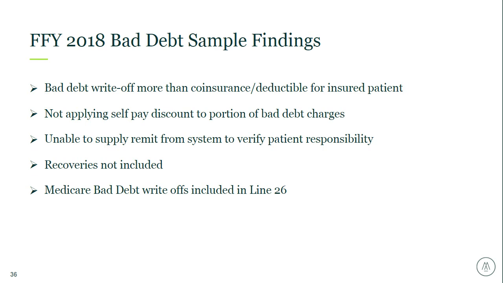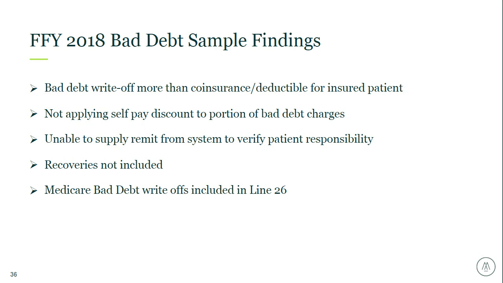Also, during the review of the sampled bad debt accounts, there were some instances where hospitals stated bad debt recoveries were included in the bad debt listings, but really, when the support was provided to the auditor, you could see that the write-off amounts did not include recoveries. Some auditors allowed providers to supply additional listings for recoveries, but in other cases, some auditors just chose to apply extrapolations.